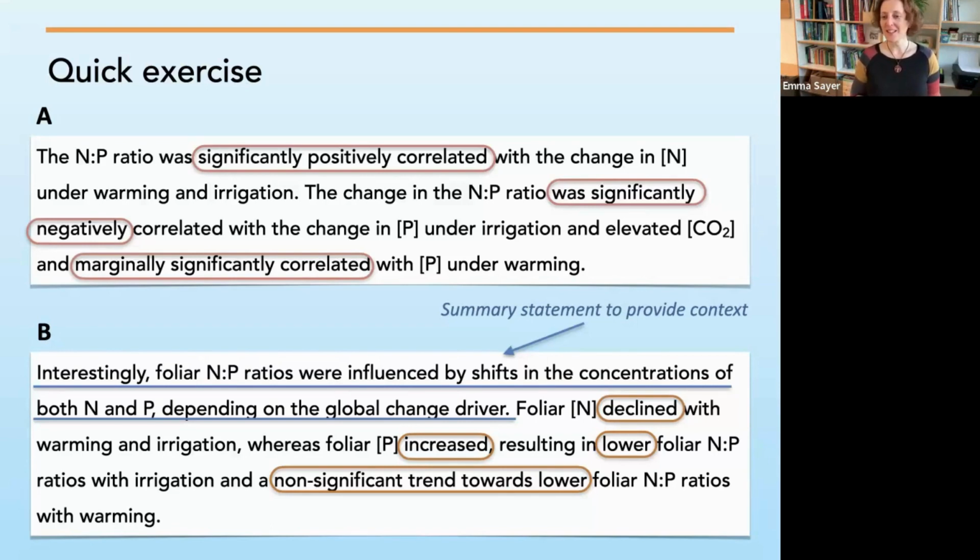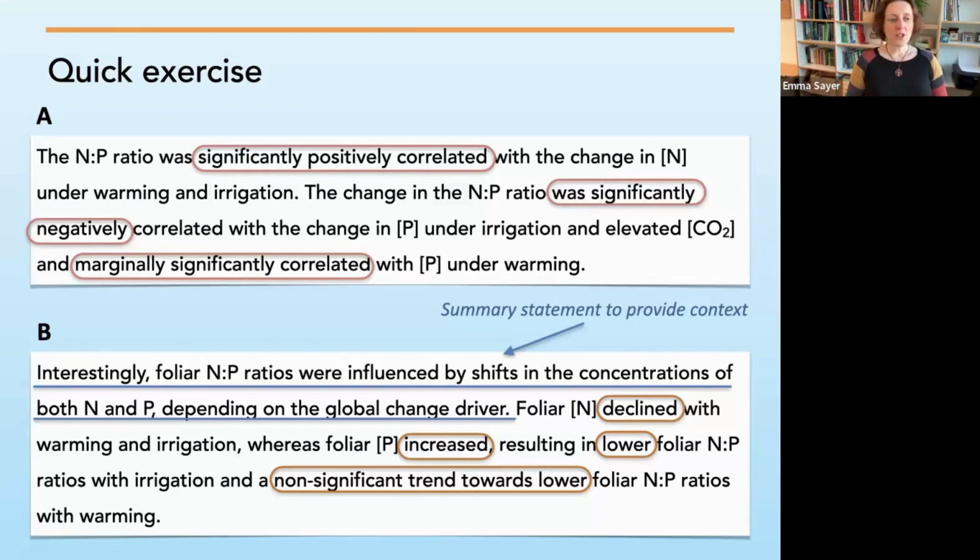And again, you know, this is the same thing. It's this big to small again. I'm giving an overview. So foliar nitrogen to phosphorus ratios were influenced by shifts in the concentrations of both N and P depending on the global change driver. So I've basically just told the reader what they're going to read in the rest of the paragraph. I've given them a nice big broad overview. This is my key result, and then I'm breaking down the details. So again, it's this big to small, and this is like a topic sentence in the results to make sure that the reader can follow the details that I'm about to throw at them.